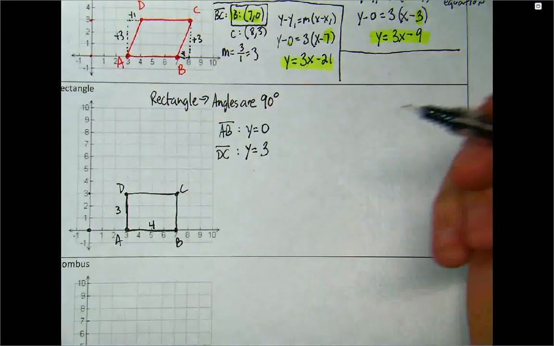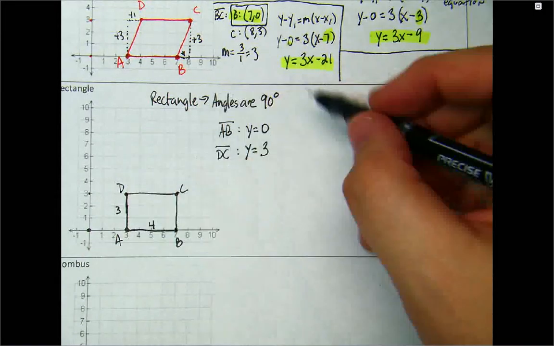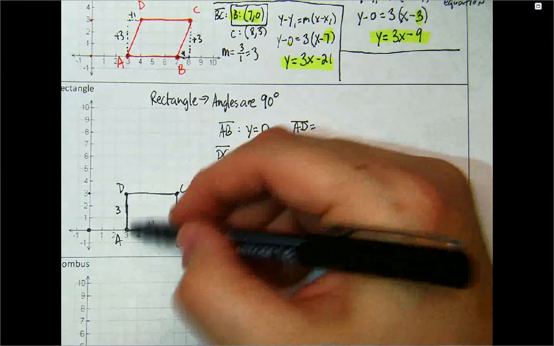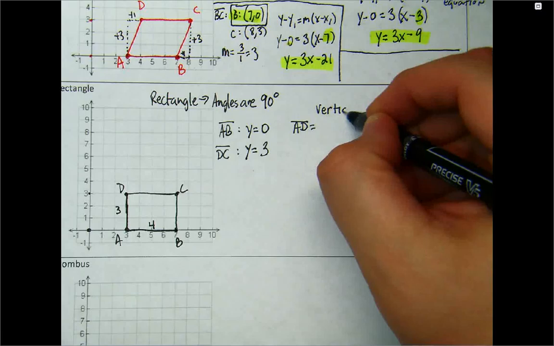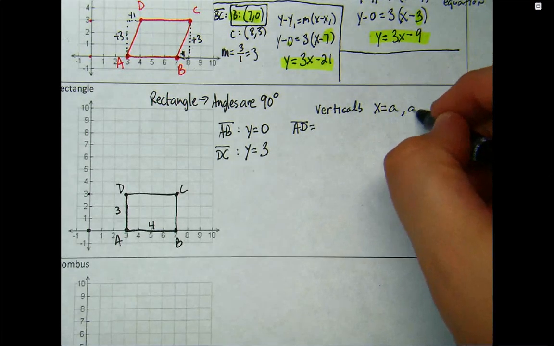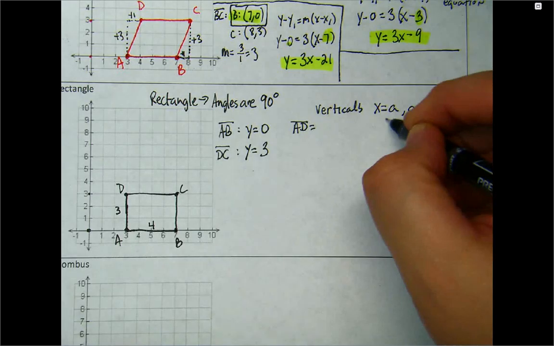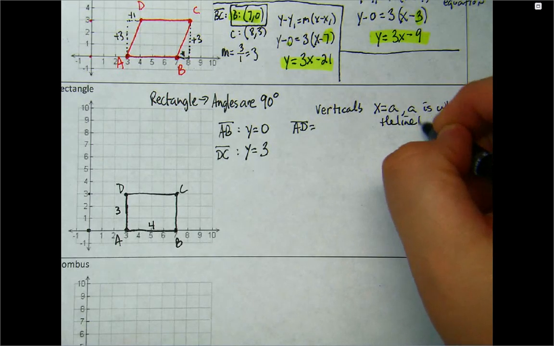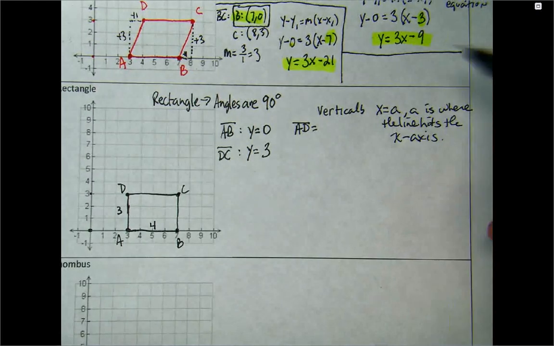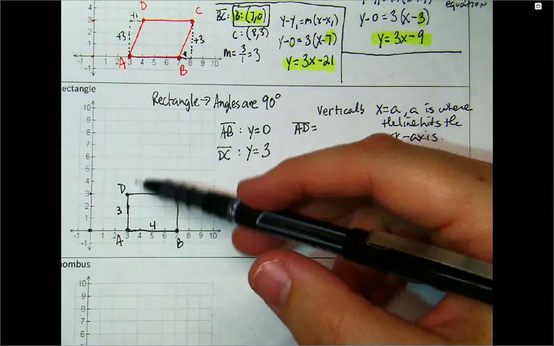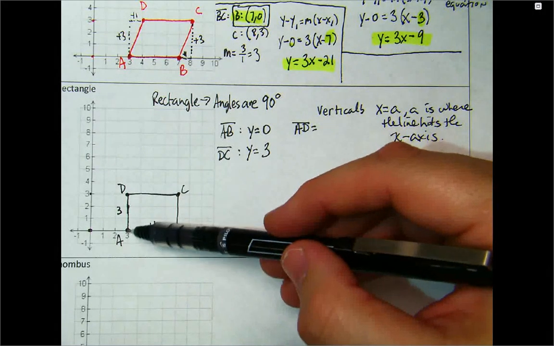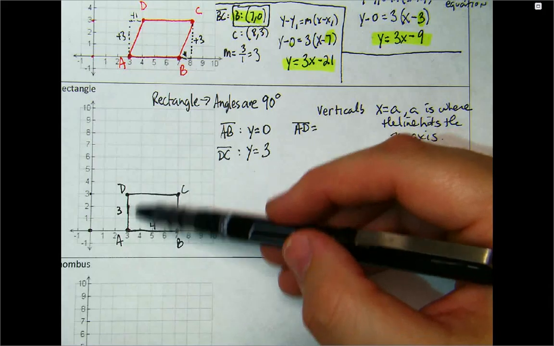Now for AD, this is a vertical. So these are your verticals. Where it's x equals A, A is where the line is going to intersect the x-axis. So for AD, where does this line hit the x-axis? What number does it go through the x-axis at? 3. So it would be x equals 3.